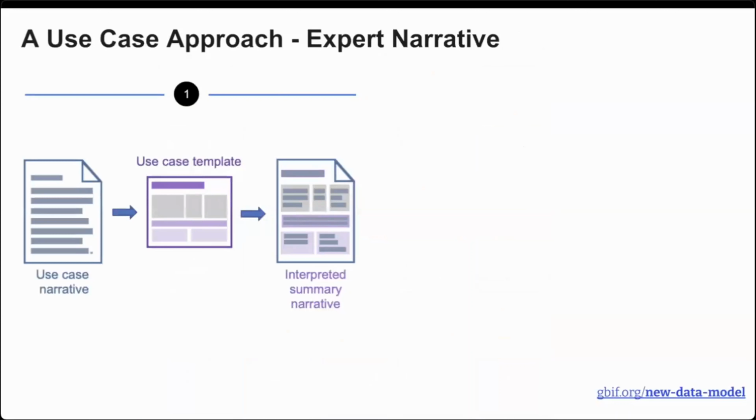The first step in the use case approach is to identify a challenge for data aggregation that no other use case covers. If we, that is Tim Robertson and I, don't have enough knowledge of the real-world problem ourselves, we solicit an expert narrative that explains the challenges and the goal for addressing it in the words of that expert. Then we interpret the expert narrative into a summary narrative, explaining it in terms of the unified model and presenting it in a consistent way using a use case template.